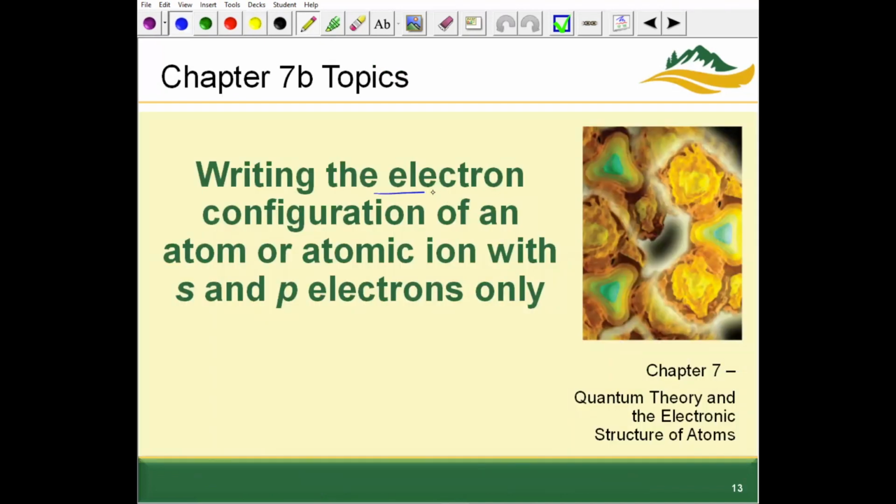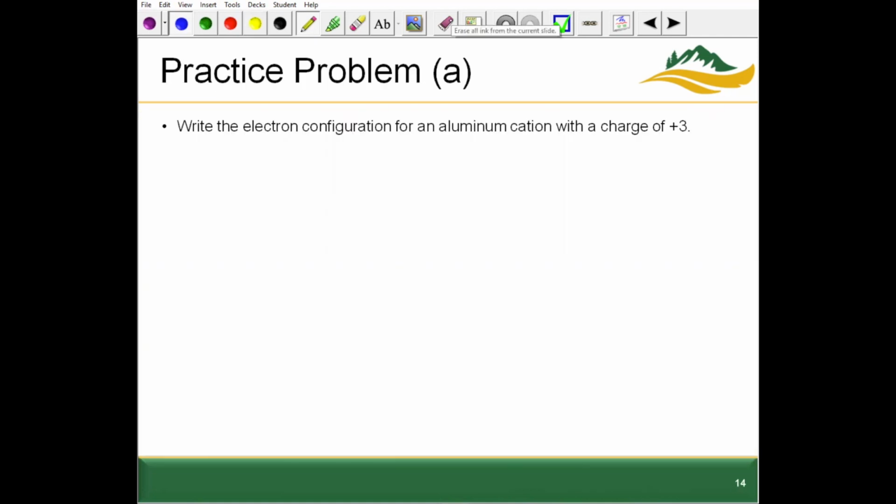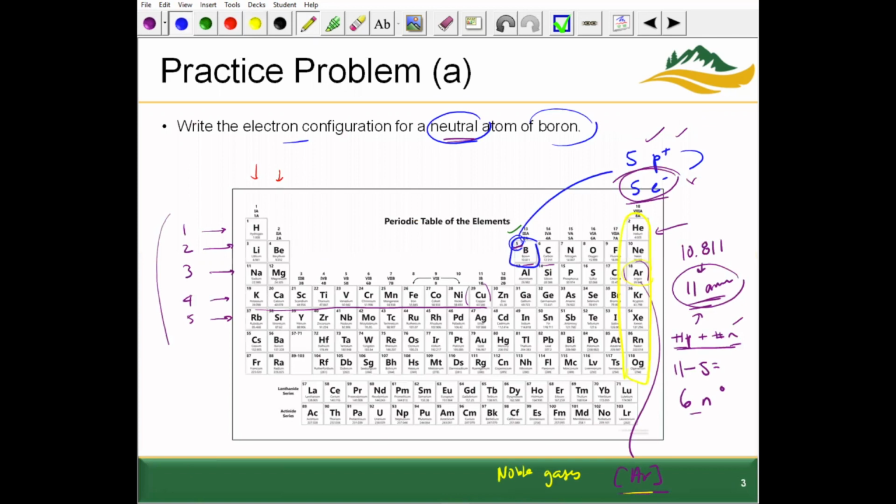Next, let's write the electron configuration of an atom or atomic ion now with s and p electrons only. We know cations have lost one or more electrons to be positively charged. Anions have gained one or more electrons to be negatively charged. So let's write the electron configuration for an aluminum cation with a charge of +3. So let's go up to the periodic table and see where aluminum is at, knowing that it's a cation here with a charge of +3.